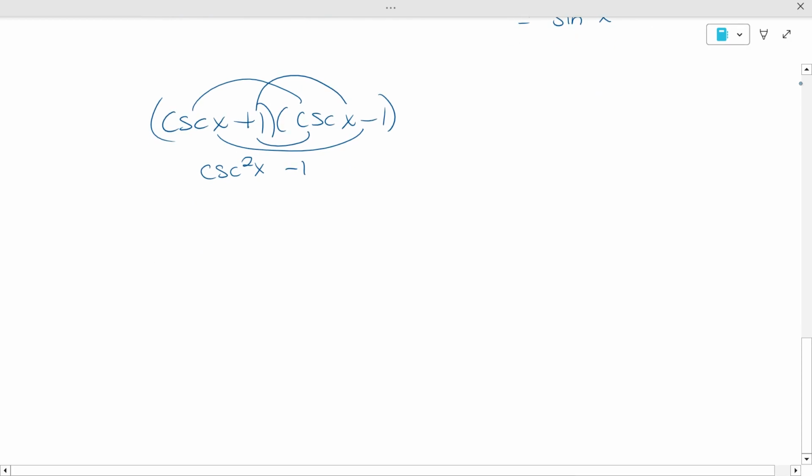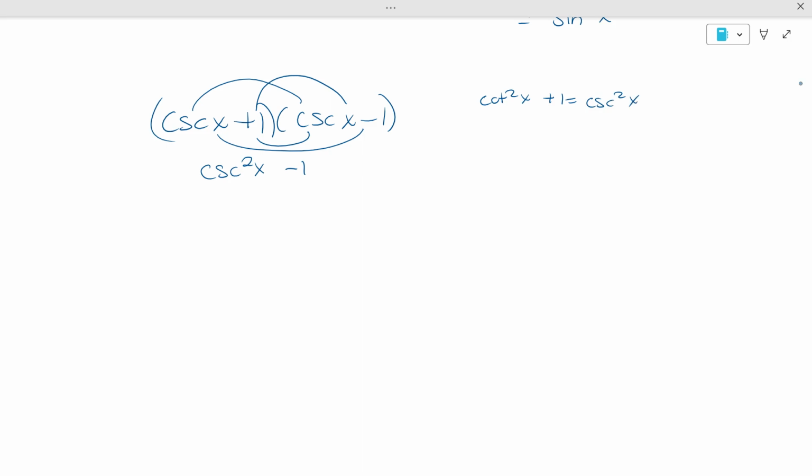So this one, knowing that cotangent squared of x plus 1 equals cosecant squared of x, if we subtract 1 from each side, I know that cotangent squared of x equals cosecant squared of x minus 1. Well, that's what this is. So this is equal to cotangent squared of x. And if we want to write it in terms of sines and cosines, it would be cosine squared of x over sine squared of x. And that's written in terms of sines and cosines.